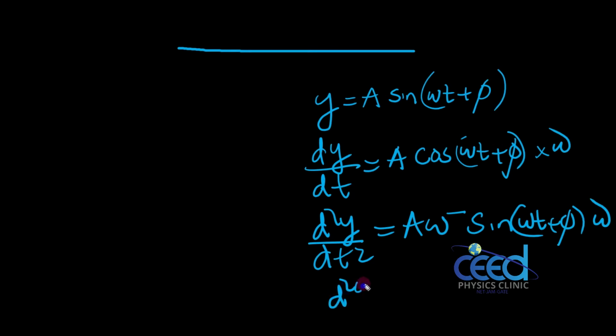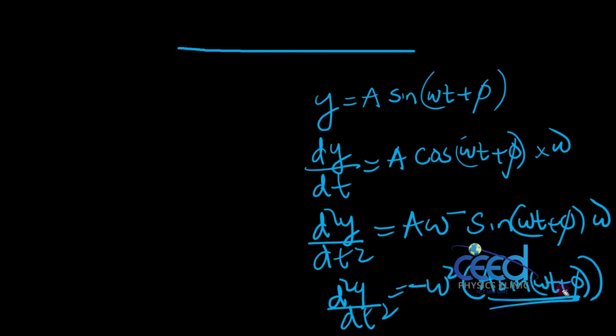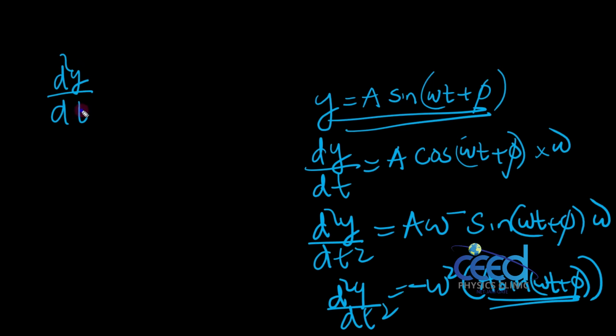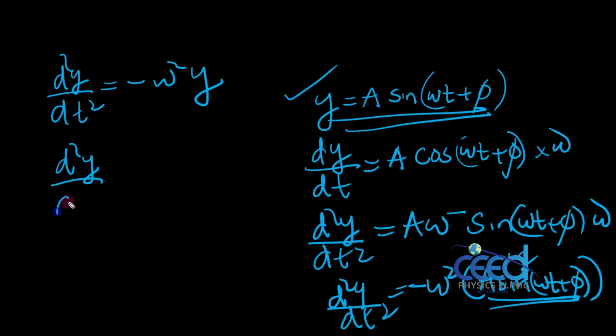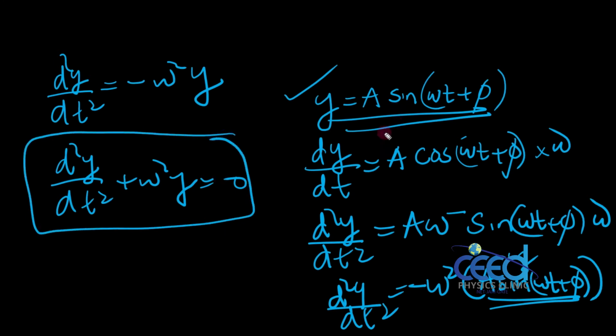So d²y/dt² is equal to minus ω² into a sin(ωt + φ), right? This a sin(ωt + φ) is what we started with as our displacement, so d²y/dt² is equal to minus ω²y. So I have replaced it with y, the initial y. That is d²y/dt² plus ω²y is equal to 0. So this is the differential equation corresponding to the simple harmonic motion.